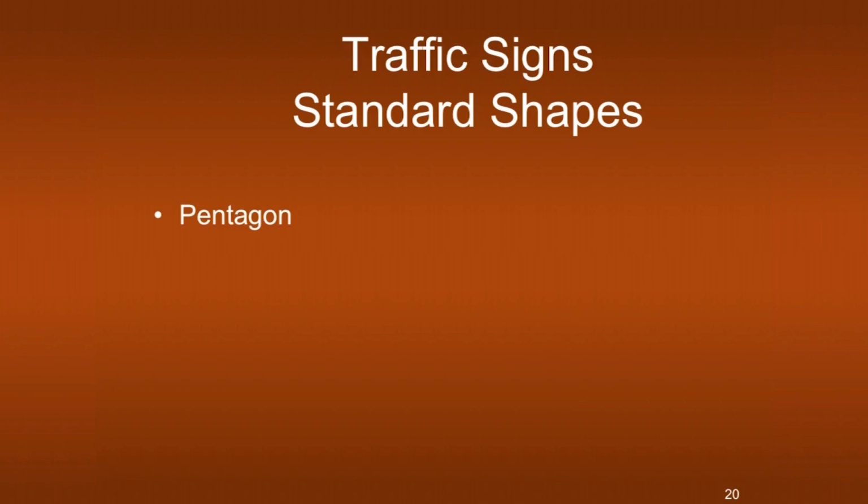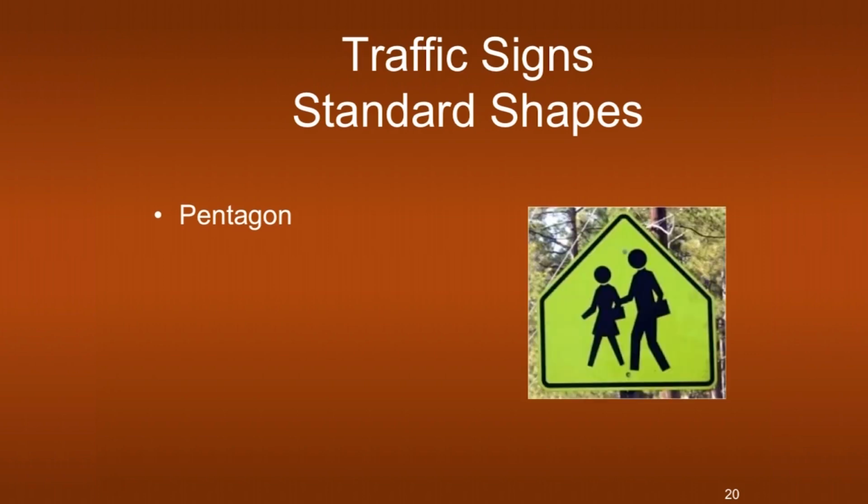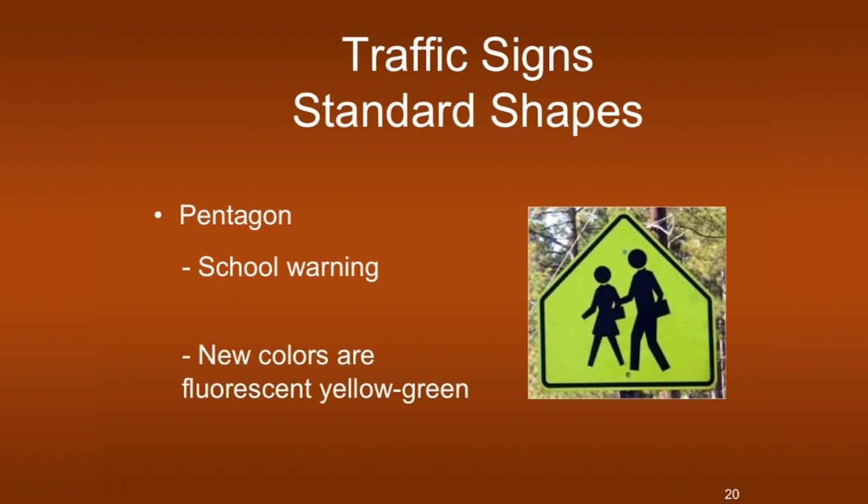The pentagon, that's the one that tells us about school warning. They are a unique color, relatively new. It's a fluorescent yellow-green. Here you see the sign showing a school zone area. Usually associated with that is a reduced speed limit. If it has 2 parallel lines representing the feet of the students walking across, that would indicate a crosswalk located at a school. Again, the pentagon sign, that 5-sided house-looking sign, is always going to be associated with the school.